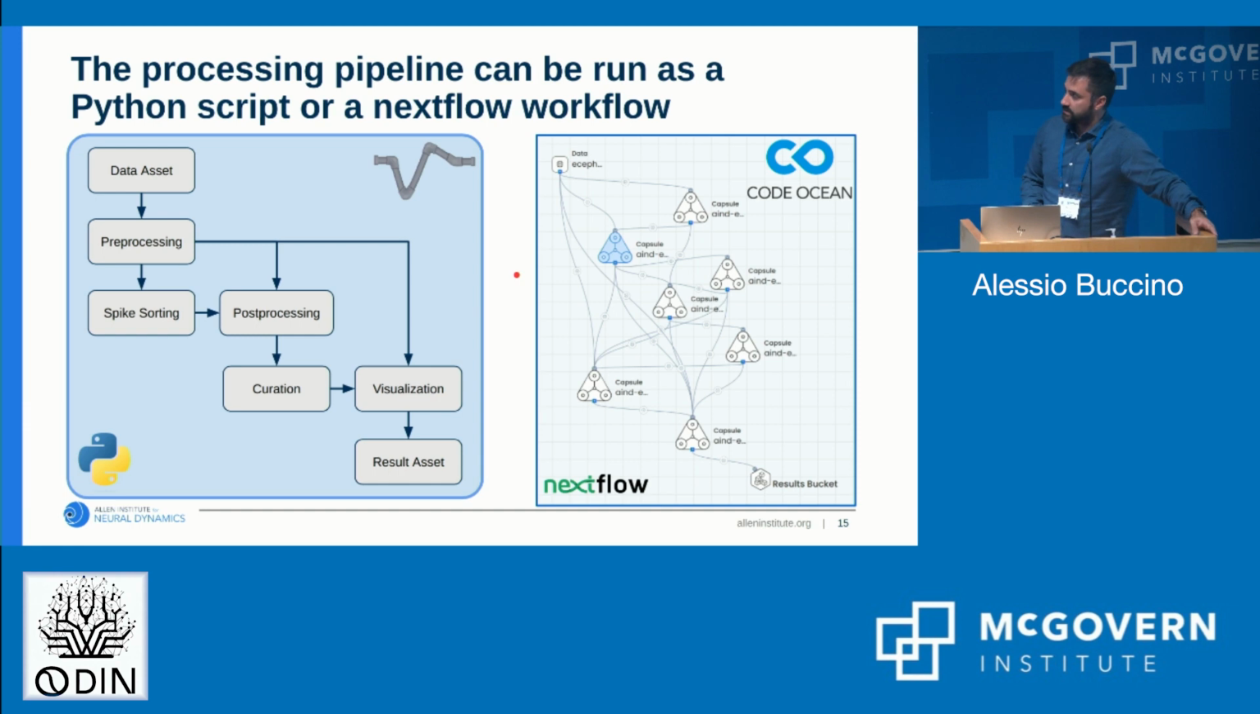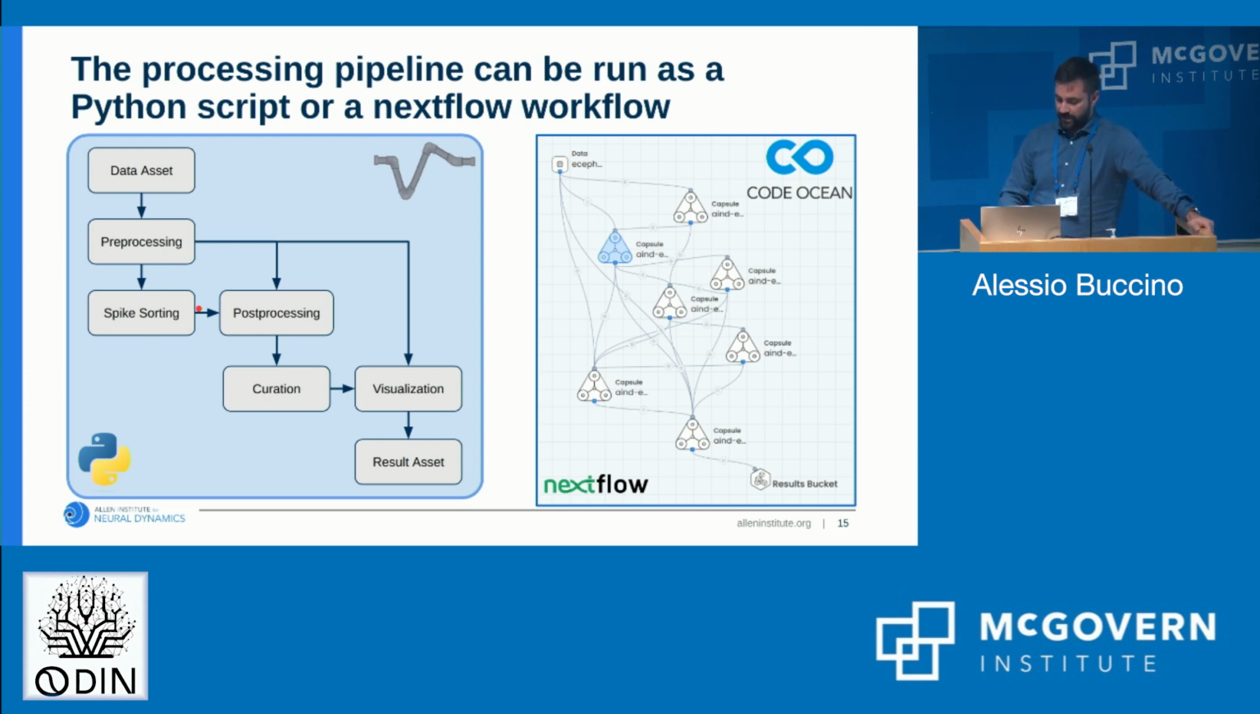You can either run this pipeline as a Python script or as a Nextflow workflow. In the latter case, each of these steps, like pre-processing, spike sorting, post-processing, curation, and visualization, can actually run on different machines with appropriate computational resources. For example, a GPU is really only used by the spike sorter. So why pay for a GPU for pre-processing if it's highly CPU heavy?